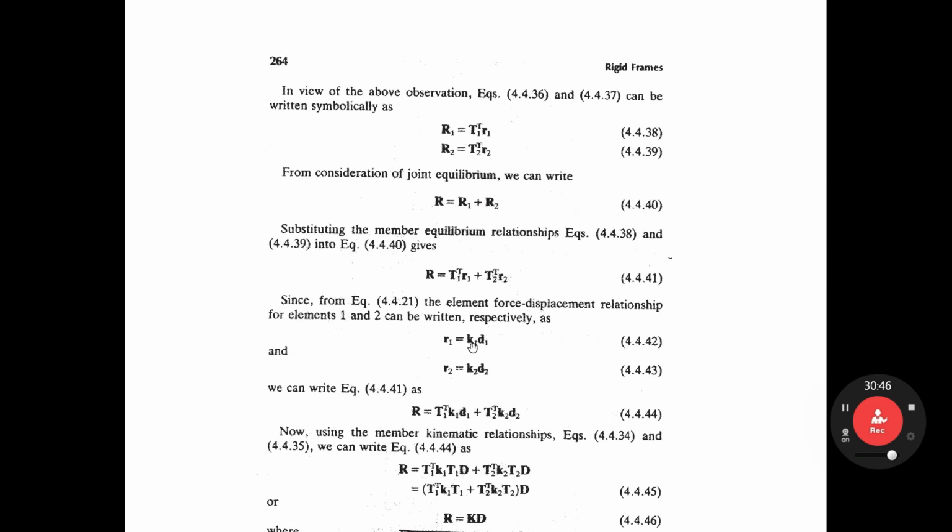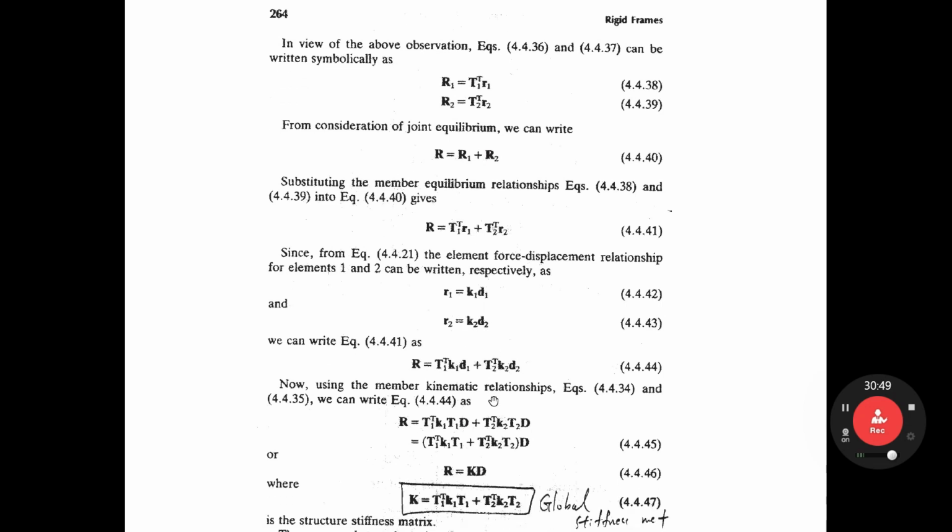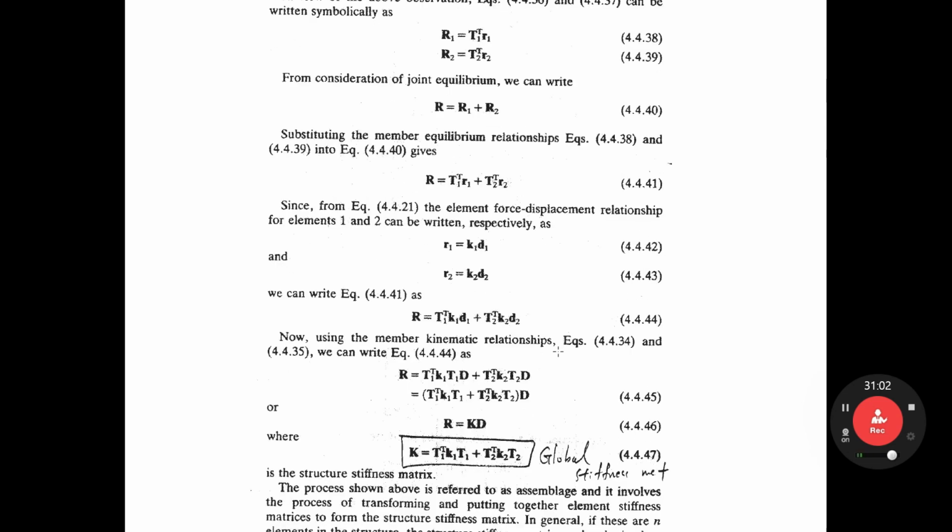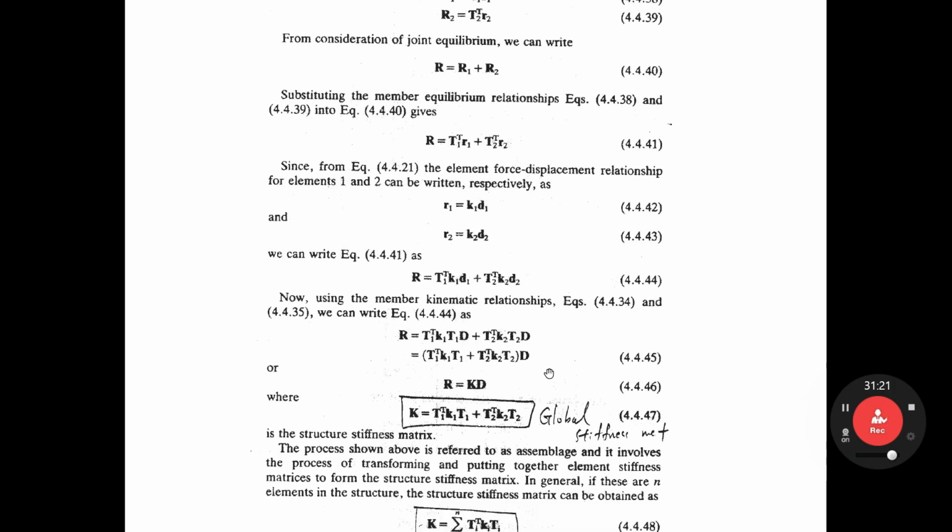If you input this equation into here, then you can write T1 transpose K1 D1, T2 transpose K2 D2. There is some relationship: D1 equals T1 D, right? D2 equals T2 D. If you input this relationship, then you can get this one, and you can rewrite like that. So as you see, this R is the global coordinate force, and with global coordinate displacement, that is what? The global coordinate stiffness matrix.